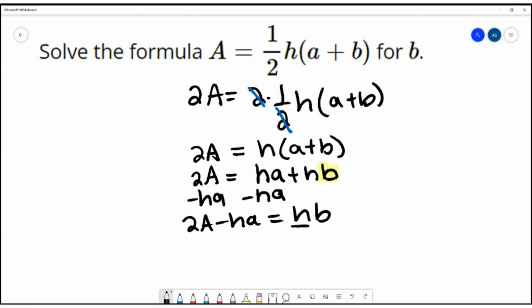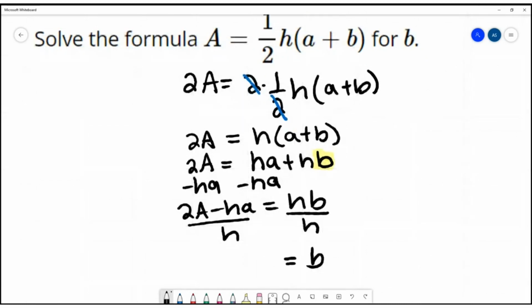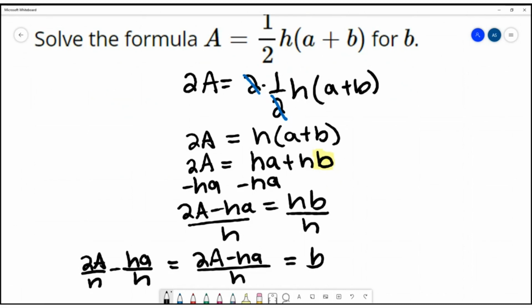I want to get B by itself. I'll divide by H. And I have my rewritten formula, 2A minus HA over H. If you'd like, you could take it one step further and break this up into two individual fractions instead of one fraction. That would be 2A over H minus HA over H.